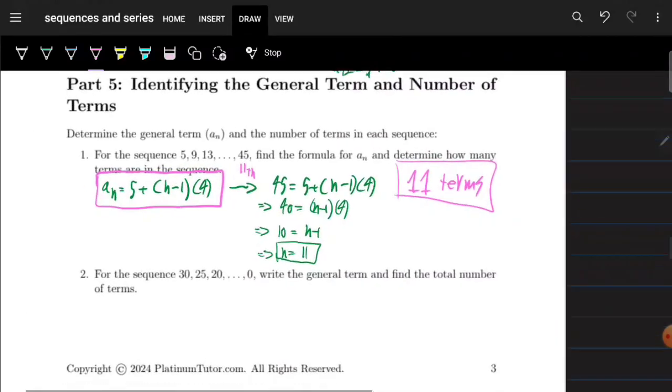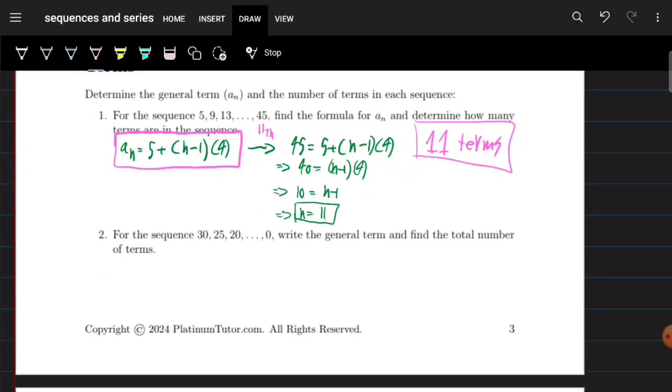All right, so let's have a look at the next problem. It says for the sequence 30, 25, 20, and so on down to 0, write the general term and find the total number of terms. For all of these problems, you should be pausing the video and trying them out yourself. But I'm going to assume you've already done that, so we'll just go over it now.